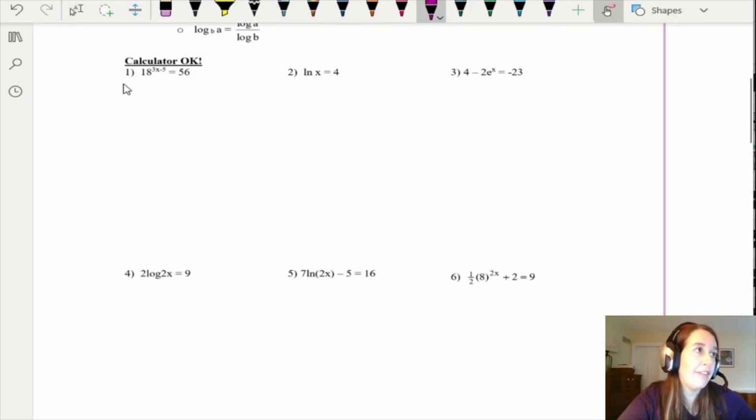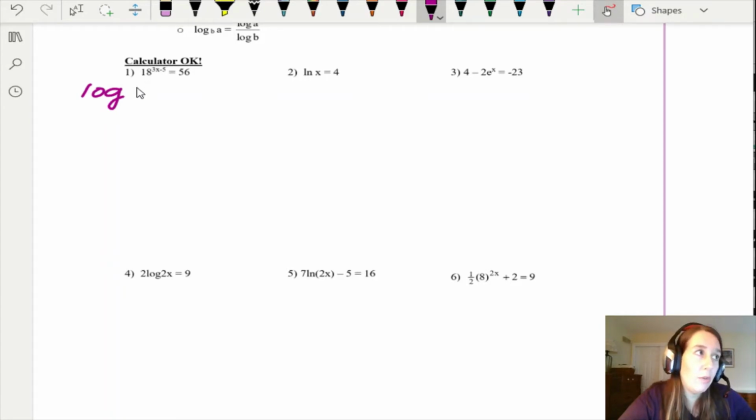So we have 18 to the 3x minus 5 is equal to 56. Notice that we are trying to solve for x that is in the exponent and that it is in exponential form. So our recommendation is, hey, maybe we could try to change this to log form in order to be able to solve.